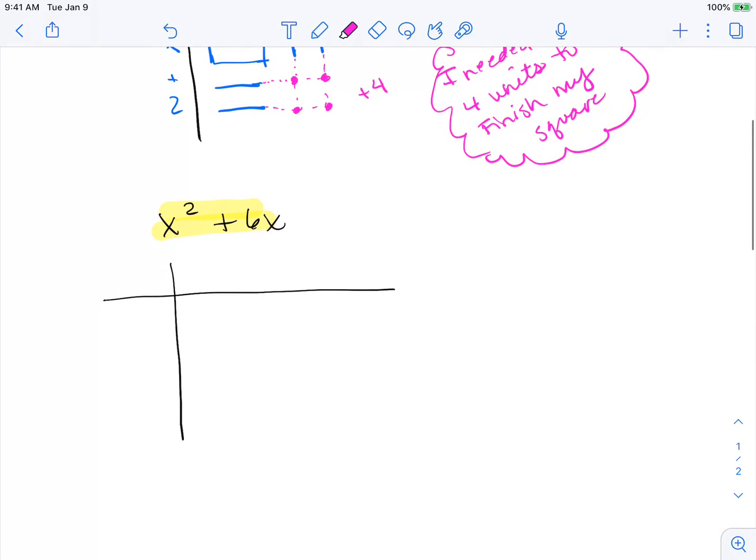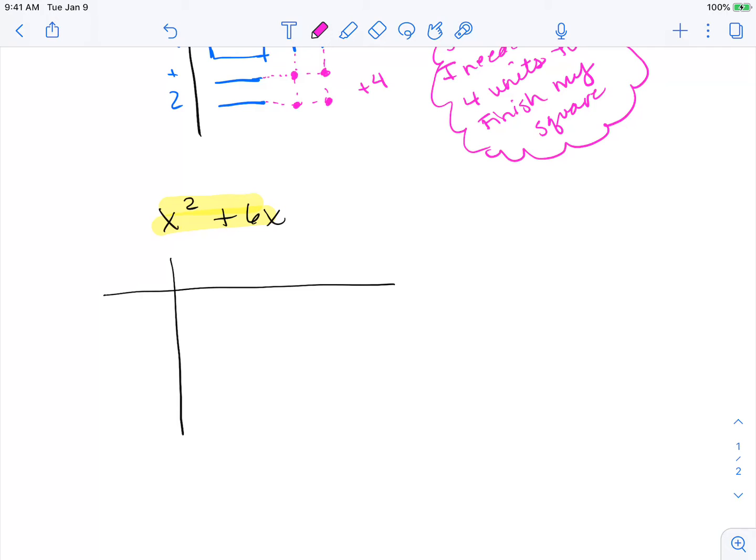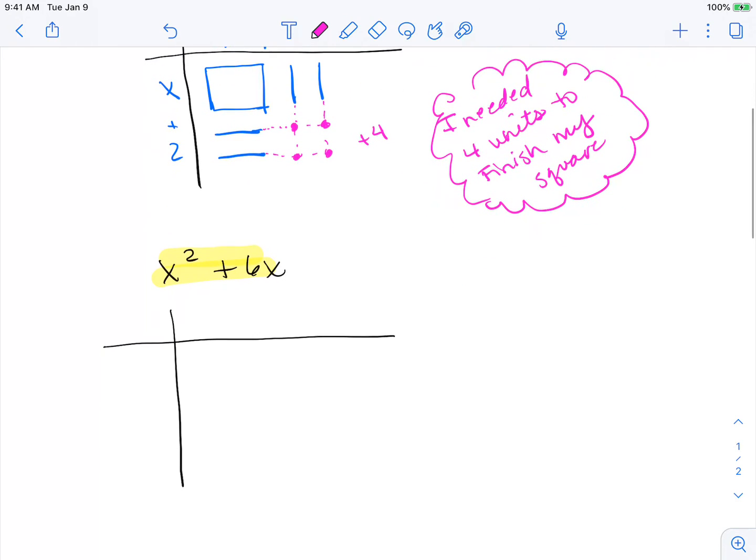And this time I have x squared plus 6x. So I'm going to draw this over here, and we'll do it again in orange. So I've got one of these x squareds, which is x by x. And I have 1, 2, 3, 4, 5, 6 of these x's. And so I'm going to start by putting my x squared in the corner. And that gives me an x by an x.